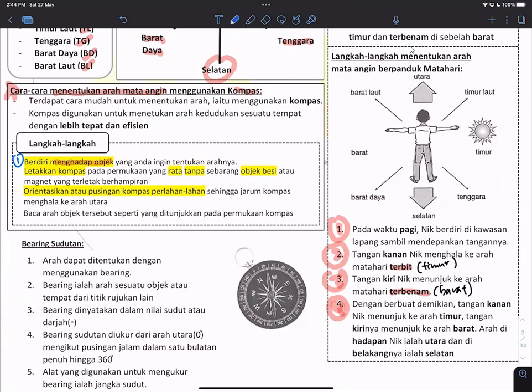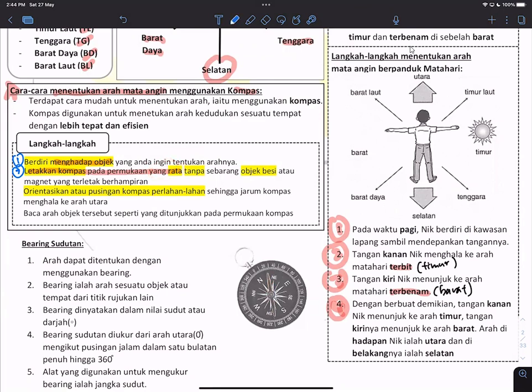Okay, so the next step is you try to place the compass. Okay, letakkan compass pada permukaan yang rata, flat surface, because we have a needle. The jarum compass is going to slowly rotate. So if you put it on a surface that's not flat, it's going to mensangkutkan the jarum. Okay, it's going to hang the needle, not going to rotate towards, pointing towards the north. Okay, so that's why permukaan yang rata is very important.